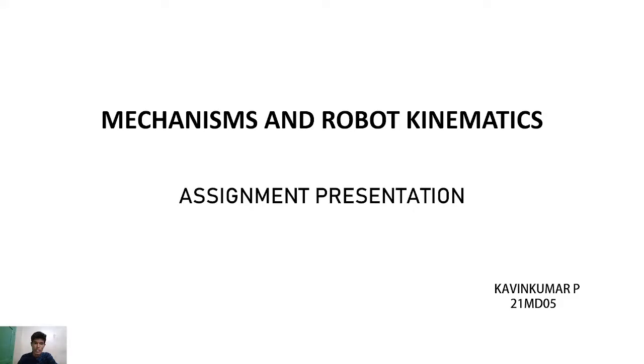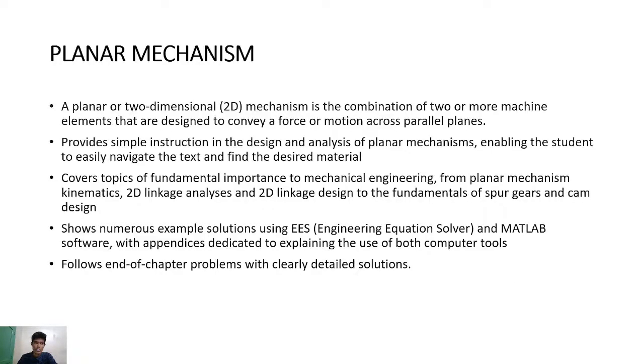Today I am going to give a presentation on mechanisms and robot kinematics. Planar mechanism. A planar mechanism is a 2D mechanism which has 2 degrees of freedom. In planar mechanisms, there are two types: mechanism with a low degree of complexity and mechanism with a high degree of complexity.